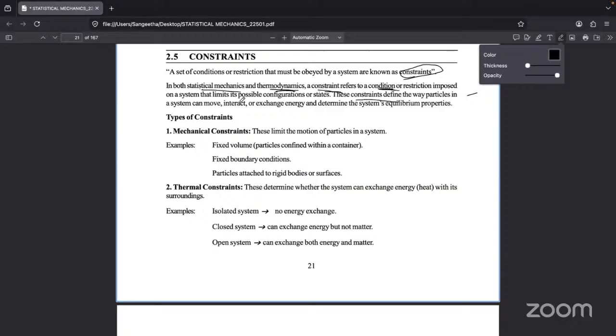These constraints define the way a particle can move: whether it will move, whether it is interacting, or whether it is exchanging. To perform these 3 operations, either moving, interacting or exchanging energy, we have some restrictions. So we will see what the different restrictions are, how many types there are and how they arise.